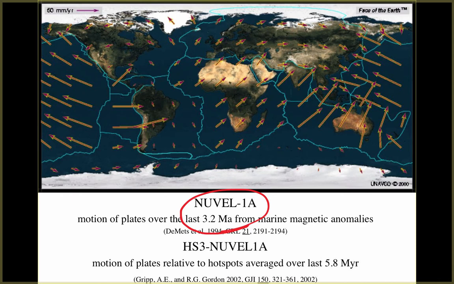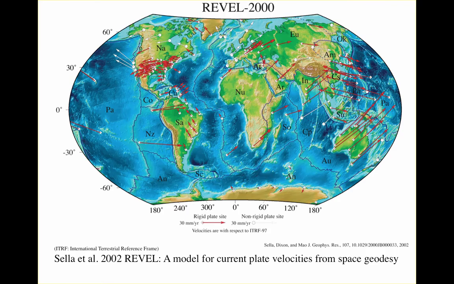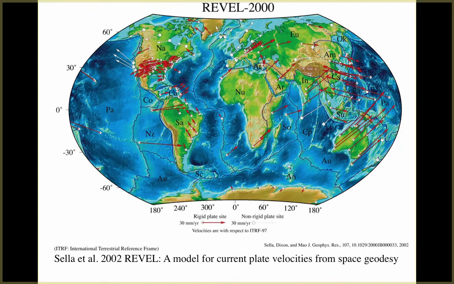Another estimation, an update of the older model, also looks at hotspot motions and assumes that by and large they remain fixed with respect to each other. HS3-Nuvel-1A includes hotspots as well as marine magnetic anomalies over the last 6 million years. And this map shows relative plate motions at the present day, or averaged over those last few million years, based on those models. We also now have access to geodetic data and space-based global positioning system data. And the model REVEL 2000 is based entirely on space-based geodesy.